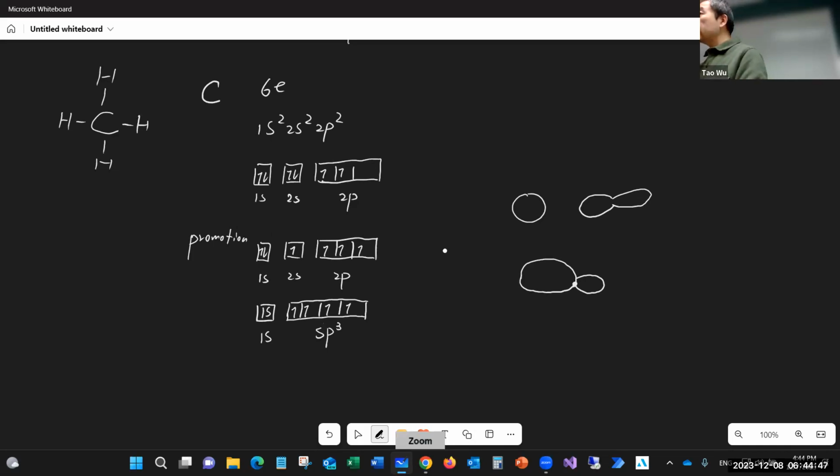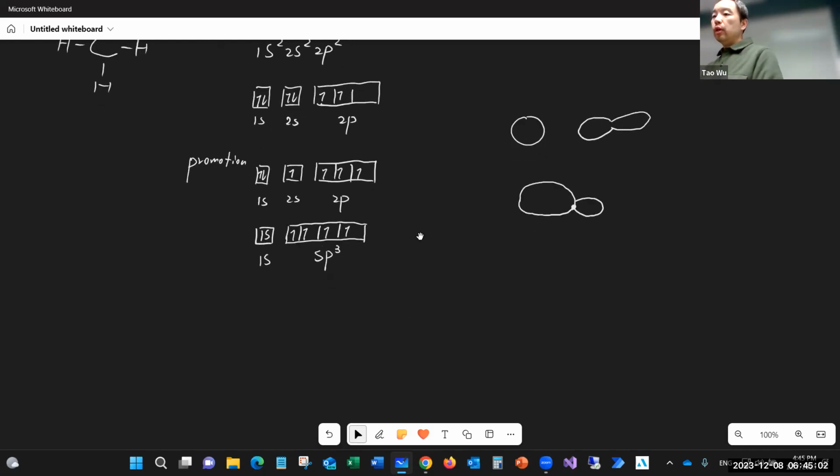This is the way that I remember. If a central atom has four electron domains, that gives you sp3 hybridization, which gives you four hybridized orbitals. Then there's another situation.